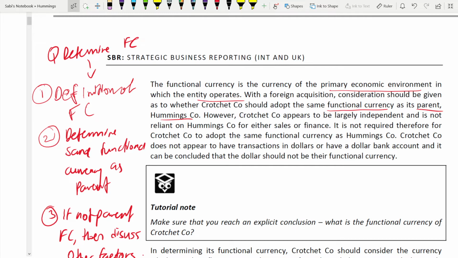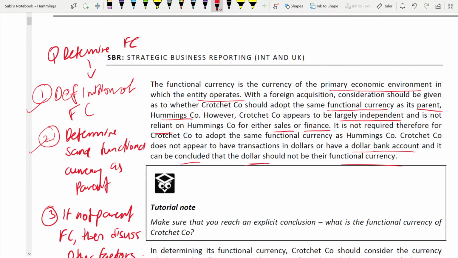And that's exactly what they did in the published answer. First they defined, so the definition part is over. Second, determine same functional currency as parent. That is also done. It's not the same, and you have to say why it's not the same. Because they are largely independent, and they are not reliant for sales or finance. Most of the sales is not to the parent, and they are not dependent for finance also. They have high autonomy, largely independent of the parent. Also, they do not have a dollar bank account. So it could be concluded dollar is not their functional currency.